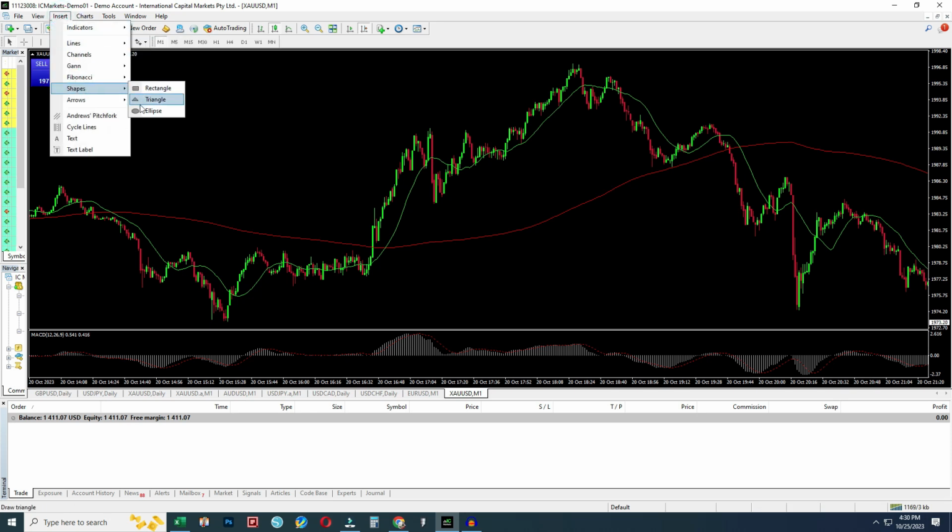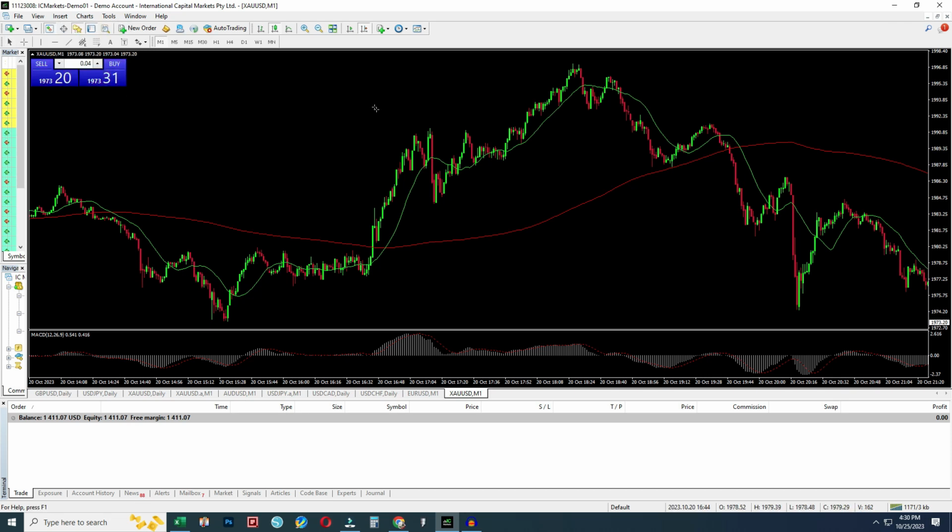So this will be the imaginary resistance. Since it has not reached the 200 moving average, probably you have not closed your position yet. Example, from here you should close position, but you have not closed. You open your sell position here.